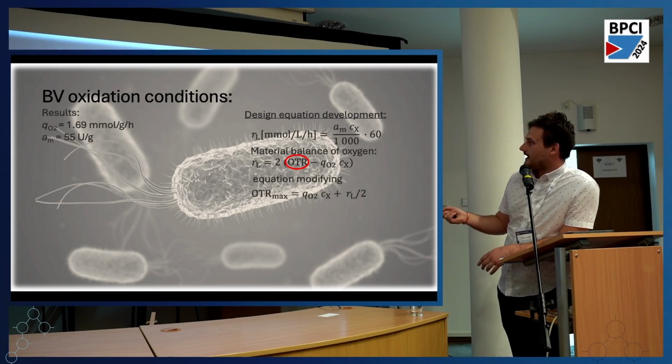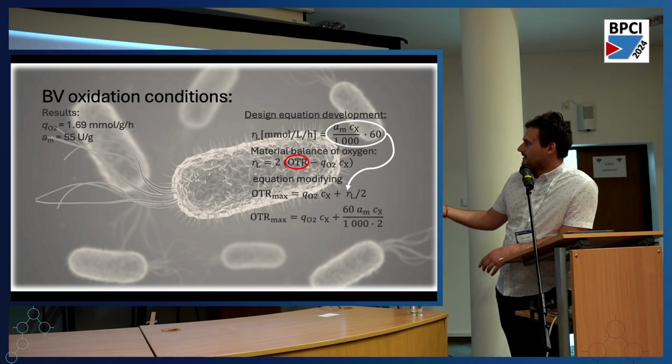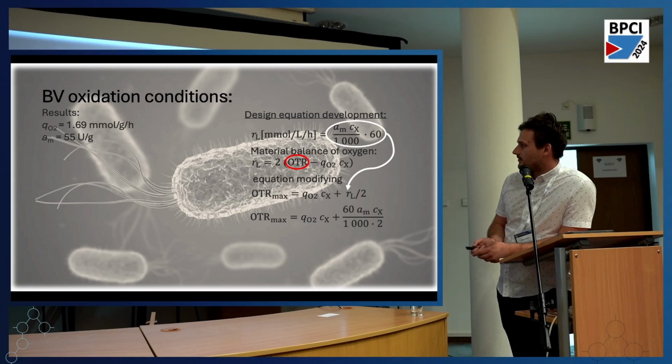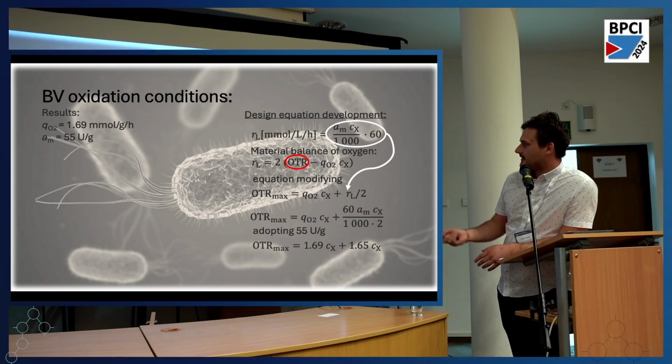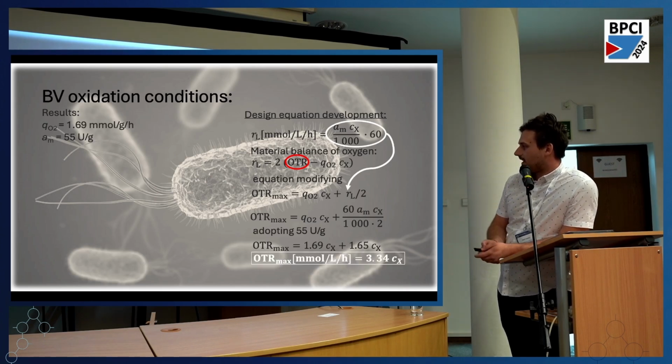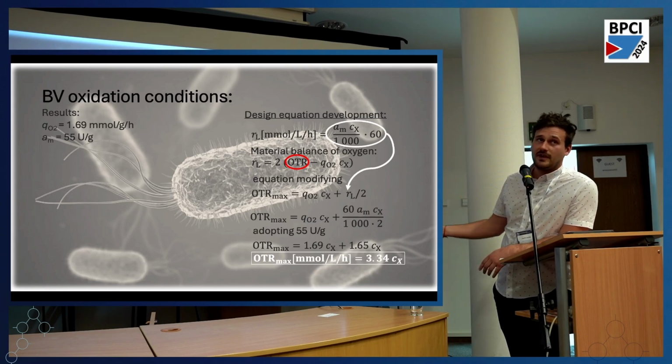When we express OTR as a function of biocatalyst concentration, and also replace the activity and production rate as a function of biocatalyst concentration, we get such a form. Then let's adapt the maximum specific activity we are able to prepare the biocatalyst. And it is observed that the relationship between biocatalyst concentration and oxygen transfer rate is a linear function.